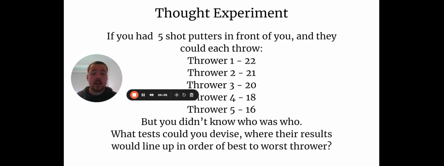Now, the easy answer is you make them throw shot put, okay? That is the pinnacle. If you made these guys throw shot put, you're going to get a clear indication of who's the best and who's the worst shot putter, right? That part is simple. So if we know that's the goal, what are our other check marks below that?